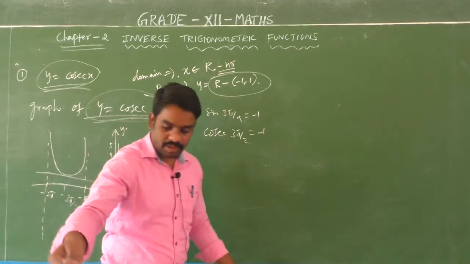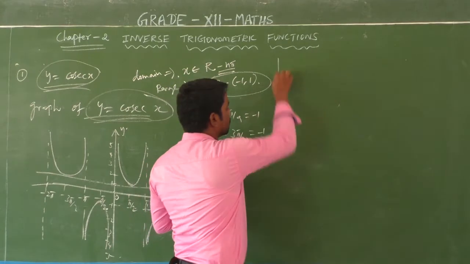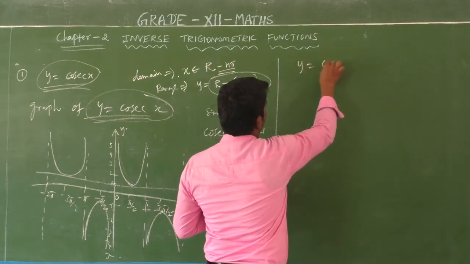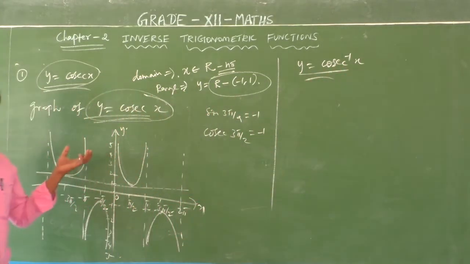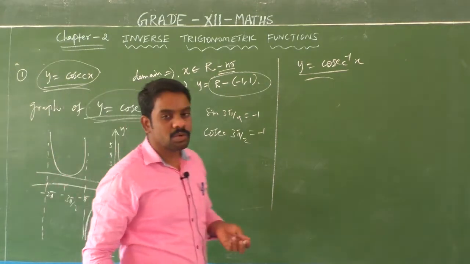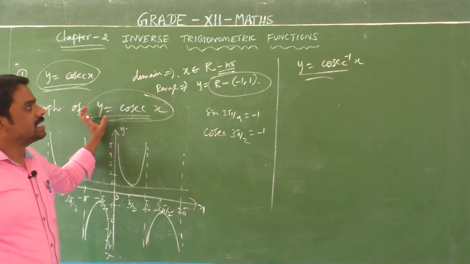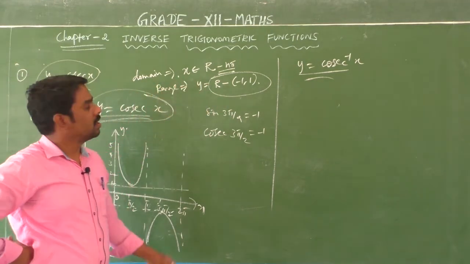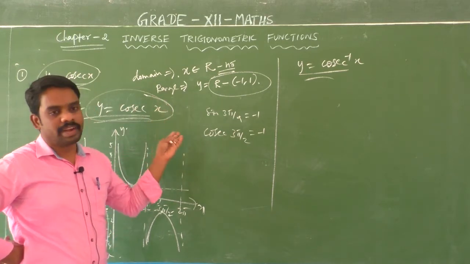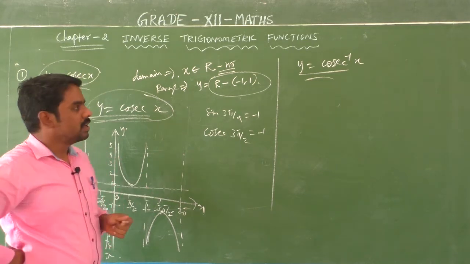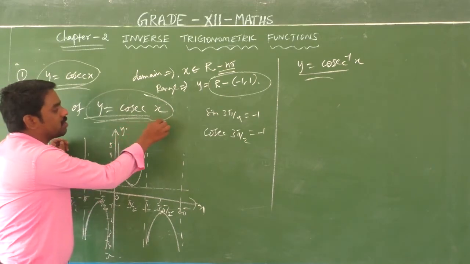Next, the graph of y equal to cosecant inverse x. This is the y equal to cosecant x curve, and next, y equal to cosecant inverse x. You know that the domain of the function y equal to cosecant x is R minus n pi, and the range of this function is the set of all real numbers except the open interval of minus 1 comma plus 1. Okay, right. You know the inverse function of this function y equal to cosecant x.